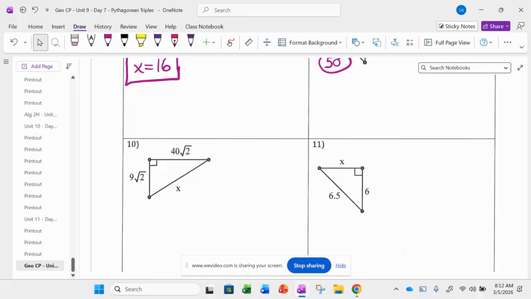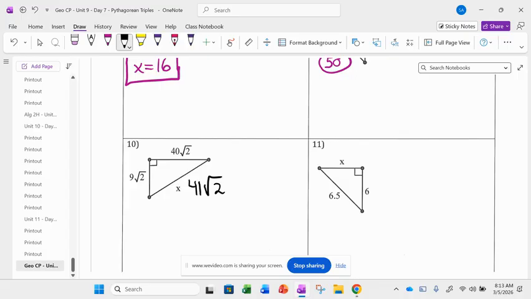You want to make sure they have the same radical with them. Do they have the same radical? Yes. As long as they have the same radical with it, you can follow that triple and just say 41 root 2. Because essentially what's happened here is they just took the 9, 40, 41 and multiplied it by the square root of 2. That's all they're doing. So we can stick with that.